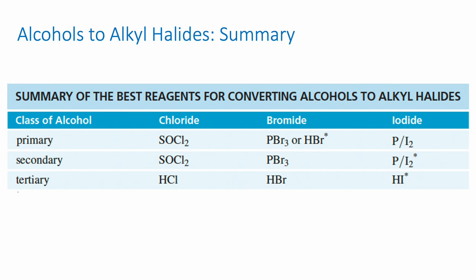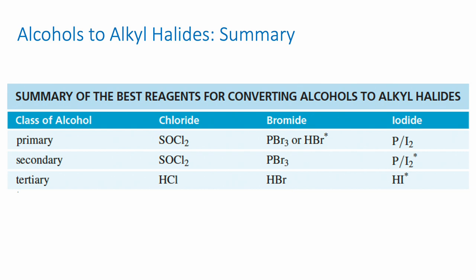So just to reiterate here, these are the strategies that we would use depending on the degree of substitution of our alcohol. If we have a primary or secondary alcohol, we want to avoid using those halogen acids to convert the alcohol to an alkyl halide. So we could use PBr3, or PI3 for an iodide. We could even use PCl3 for a chloride. But often thionyl chloride, SOCl2, is a better reagent than PCl3 or PCl5. So this table shows us the best reagents that we can use to perform the transformation we're looking for.